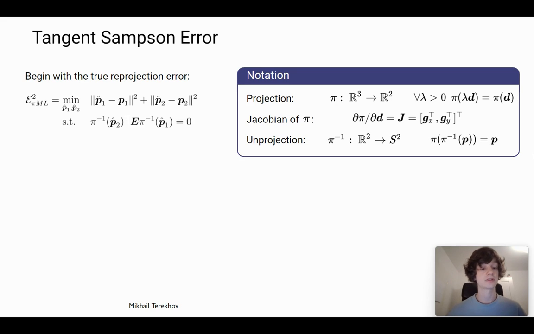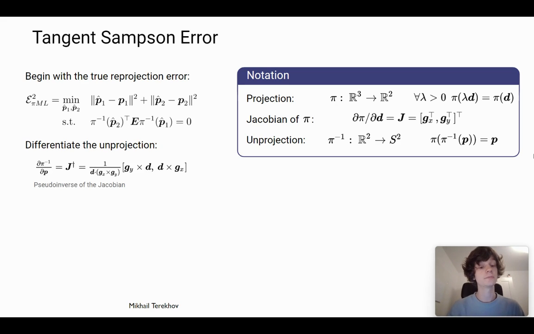Now the problem is that in the epipolar constraint, we have the unprojection mapping. And typically for camera models, we only have the forward projection as an explicit formula, and the unprojection does not always have a closed form solution. And for the Sampson error, we would need to even differentiate it.